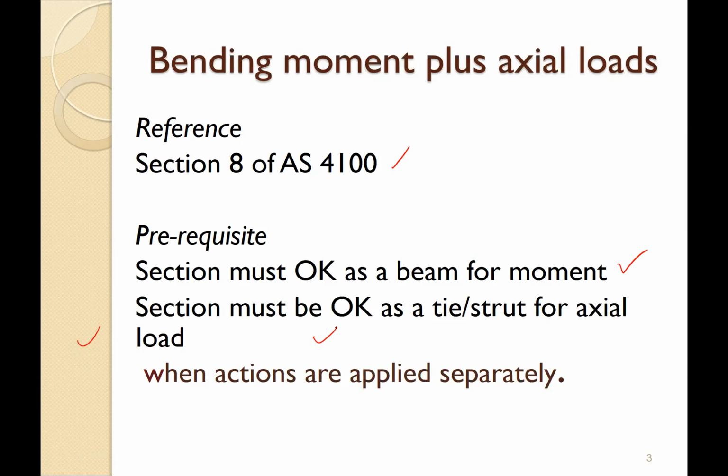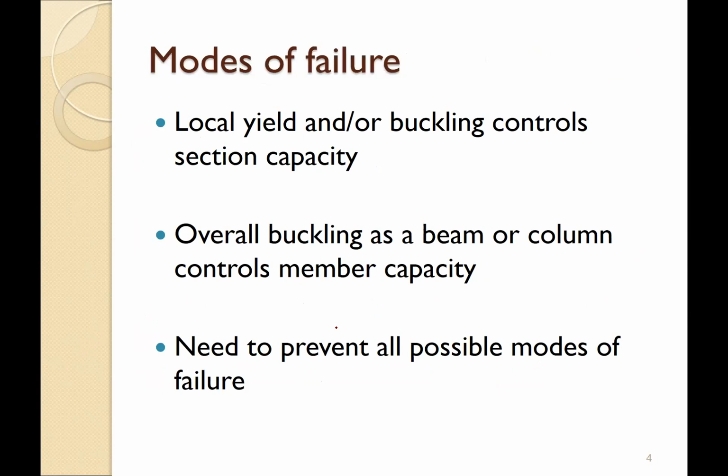So think of this section 8 which talks about this interaction effect. Modes of failure: local yield and/or buckling controls section capacity. So the local yield and buckling controls section capacity, which you already know from our previous study. Now we also know that yes, it is the overall buckling as a beam or column that controls the member capacity. You see, this is very important, overall buckling controls the member capacity. So these two are distinctly different. I'm highlighting because these statements are different.